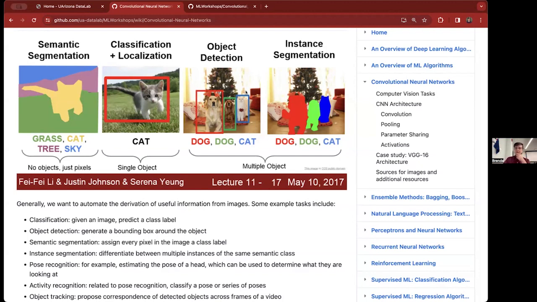And then in instance segmentation, we can say we have these semantically identical instances that we've determined. So we have 2 dogs, and we actually want to be able to say, okay, this is dog number 1, this is dog number 2. How many instances do I have?